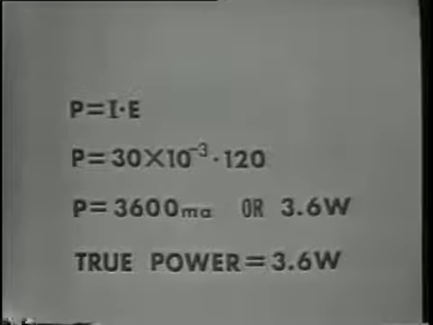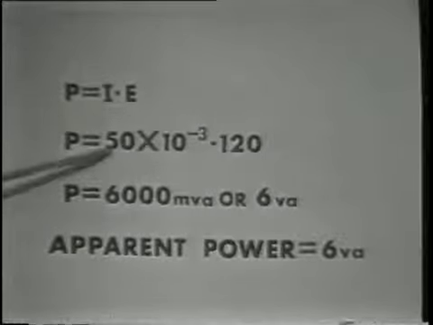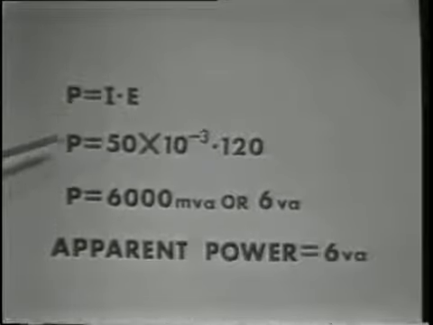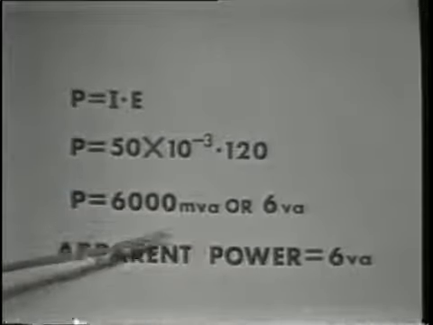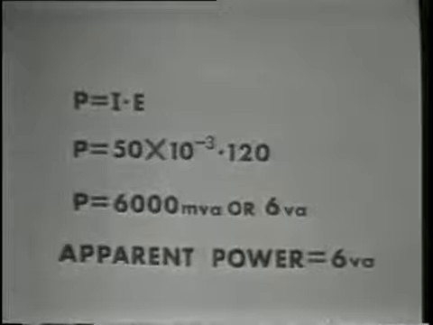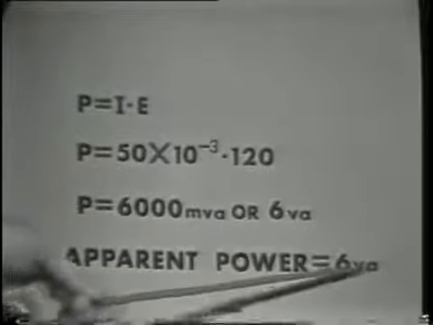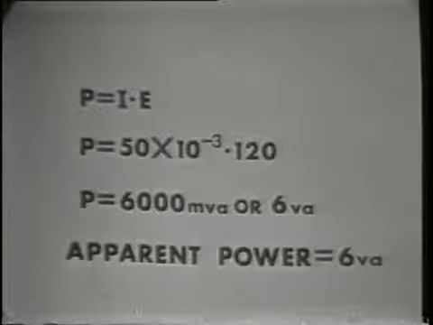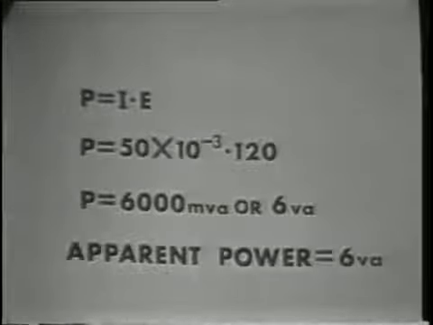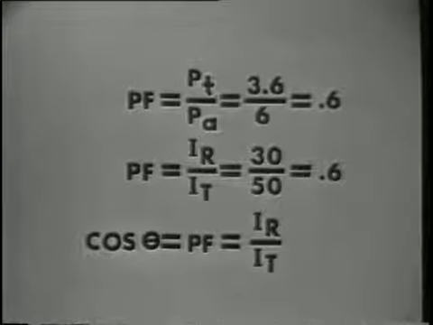However, if we apply the power formula to the entire circuit, we find that since we must use total current, or 50 milliamps, and EA, of course, is 120 volts, then the circuit apparently uses 6 volt amperes. And you recall that apparent power is measured in volt amperes rather than watts, because all of this power is not dissipated as heat.